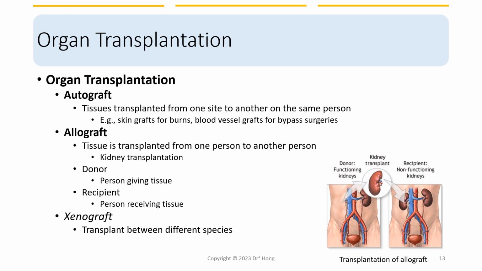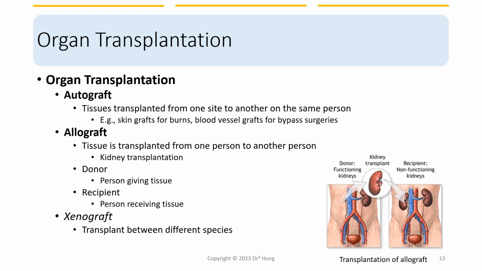Allograft is what we most commonly think of when we think of transplantation. It's tissue transplanted from one person to another person, for example, kidney transplantation. Donor is the person that is giving the tissue, and recipient is the person that is receiving the tissue. Now, notice those terms. We will keep referring to donor and recipient when we discuss this topic in the next couple slides.